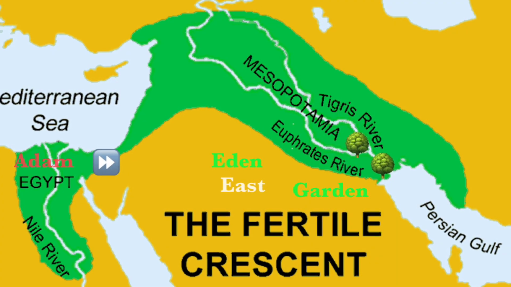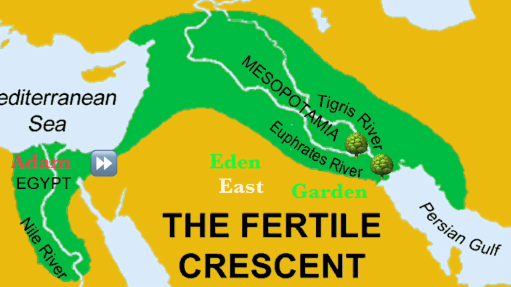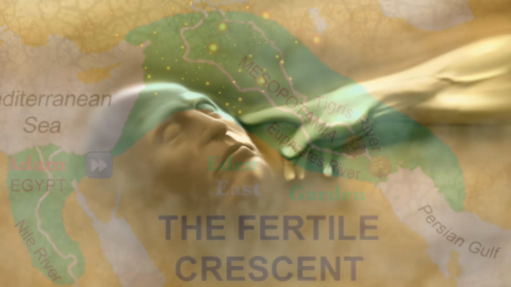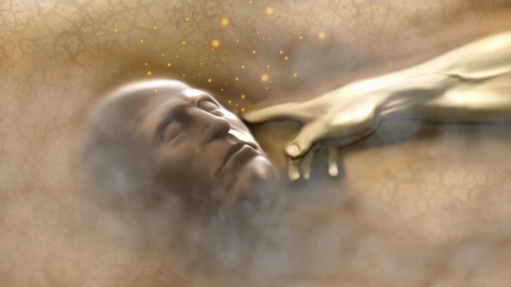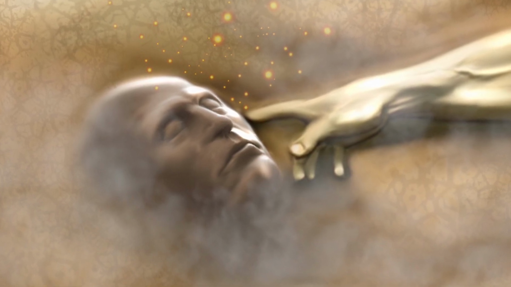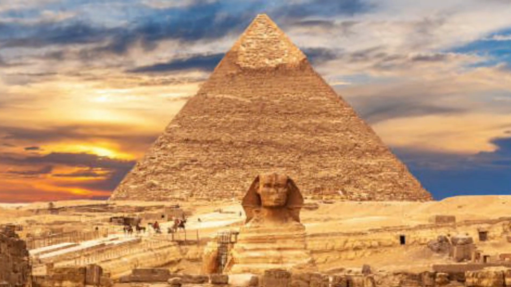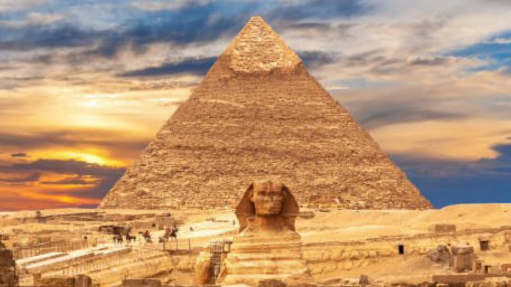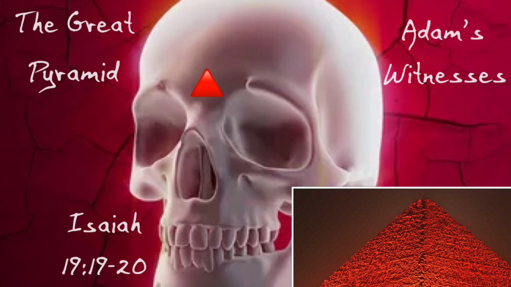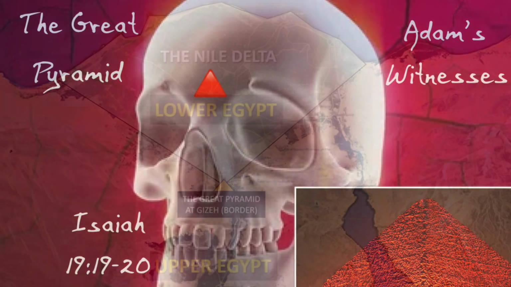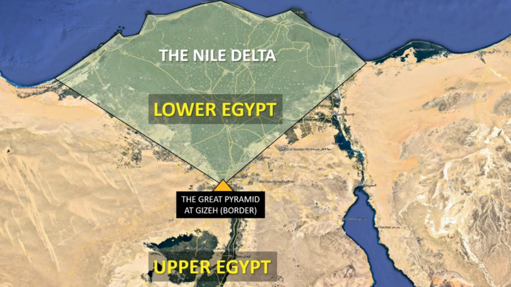Was Adam created in Egypt and placed eastward in Eden under the Fertile Crescent? What is meant by face of the earth? When I think of face, I think of image and character. How does this relate to the Great Pyramid of Khufu, the creation of Adam, and as always, our anatomy? You don't want to miss any of this. First, let's look at the Pyramid of Khufu.